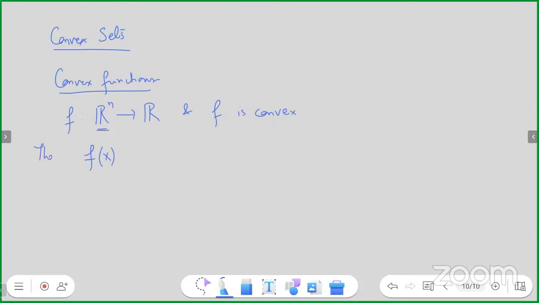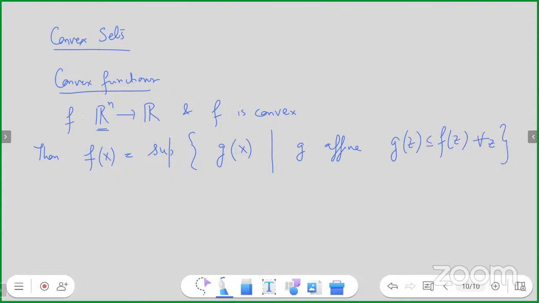Then f of x is nothing but the supremum over all functions g of x, where g is affine and g of z is less than or equal to f of z for all z. Something very strong. Just parse it for yourself. What are affine functions? Essentially ax plus b, those kind of functions.